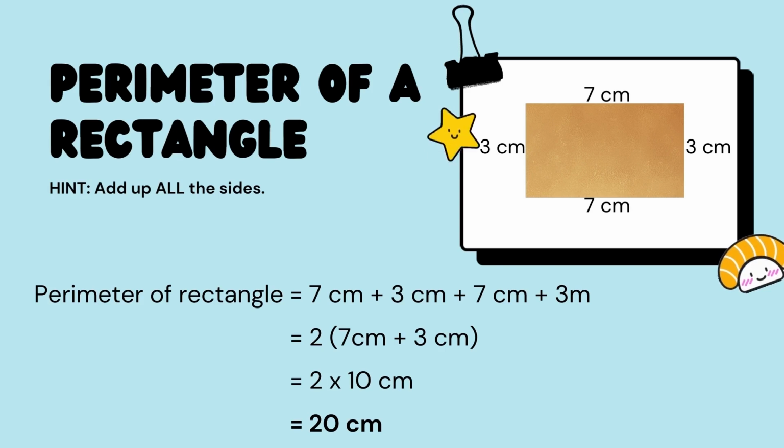So I make it as 2 bracket. Bracket means multiply. 7 plus 3 centimeter. So what I did first, I do the number in the bracket first. 7 plus 3, which is equal to 10 centimeter. Then I multiply it by 2. So 2 times 10 is equal to 20. So that's easy. Just add up the length and breadth first, which is 7 plus 3, which is 10, and then multiply by 2 to find the perimeter of a rectangle.